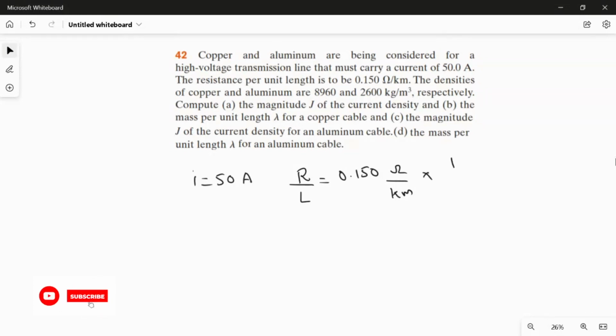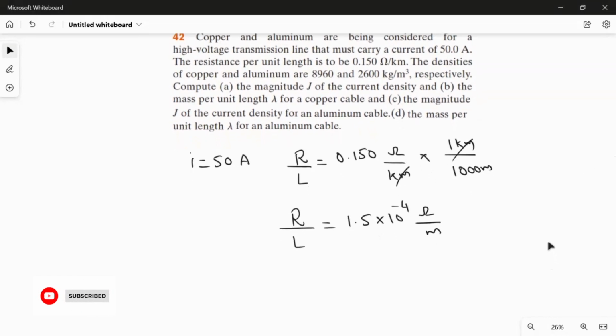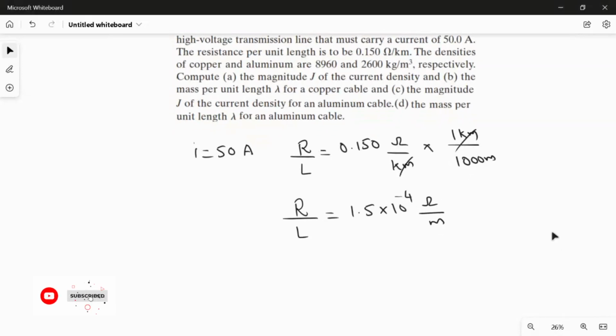As we know, 1 kilometer is equal to 1000 meter. By that we can cancel kilometer with kilometer. Finally, we will get the resistance per length, R over L, which is equal to 1.5 multiply 10 power minus 4 ohm per meter. And also they gave the information about the density of the two materials, copper and aluminum, but we need the resistivity also.